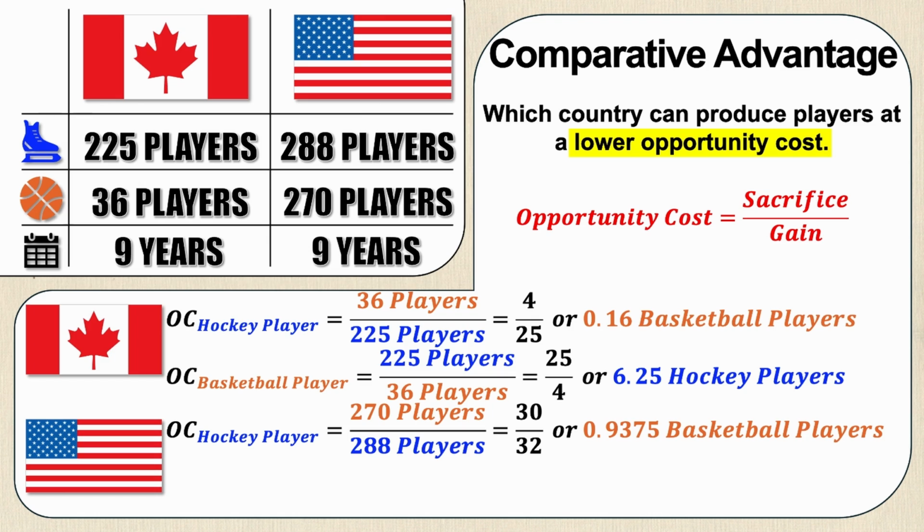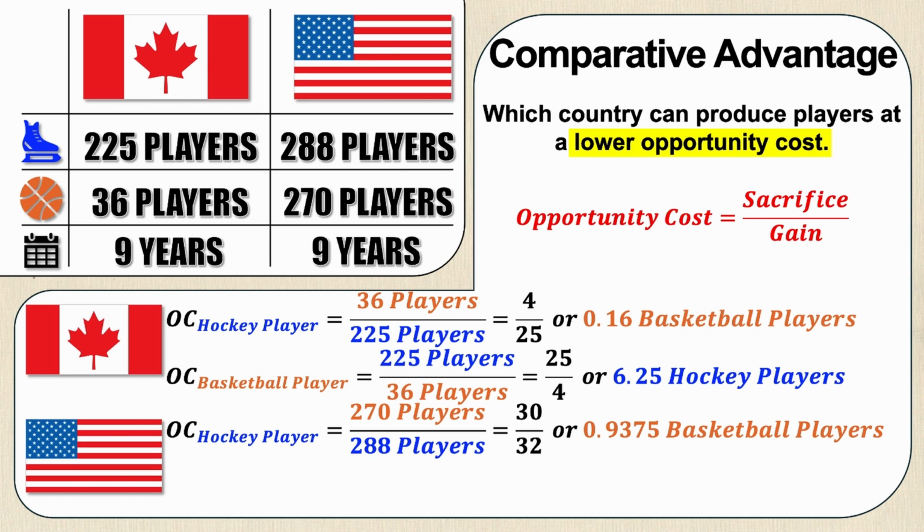The United States must give up 270 basketball players in order to gain 288 hockey players. If I reduce this fraction, it ends up being 30 divided by 32, which is 0.9375 basketball players. And how you read this is that one hockey player would cost the United States 0.9375 basketball players.